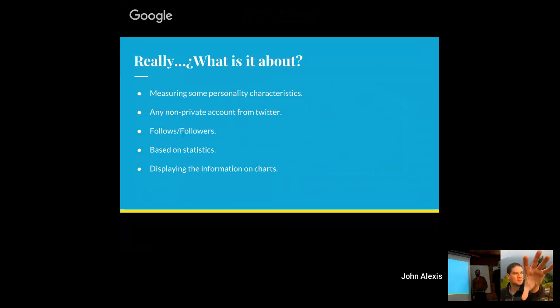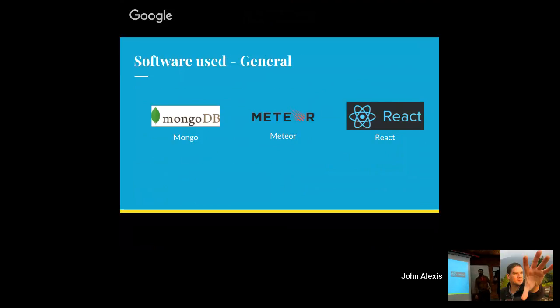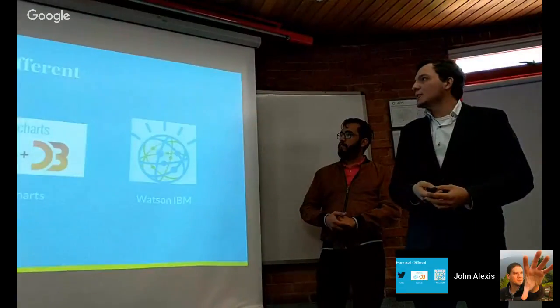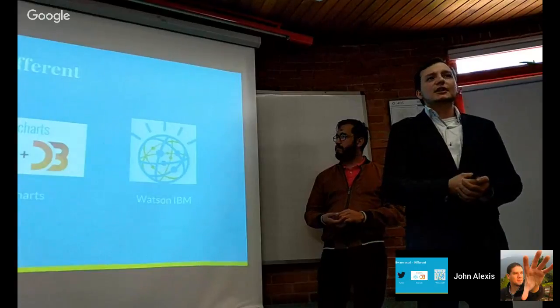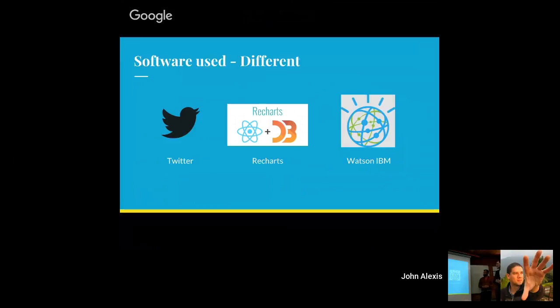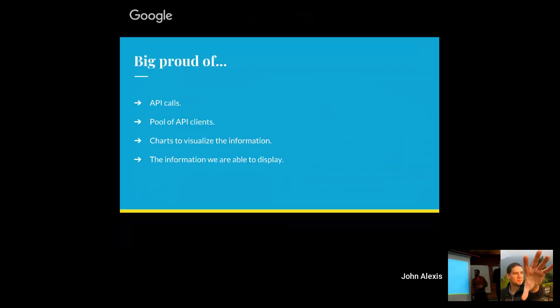We are based in statistics, and right now we are using general software. Everyone is using them, but we're also using Twitter, as I said, and chart libraries. It's a wrapper for React, and we use Watson to help us understand the data. We decided to make these implementations to help us make it faster and to have all the information we actually needed for Watson. We are really proud of the charts and all the information you can see in the results.